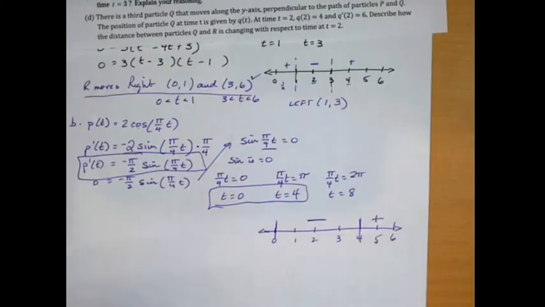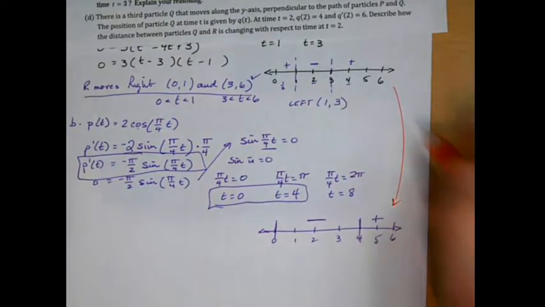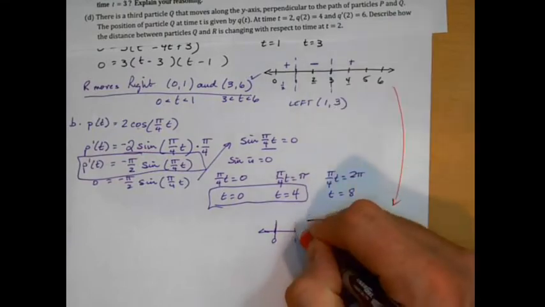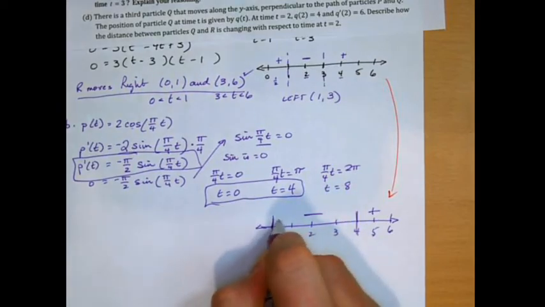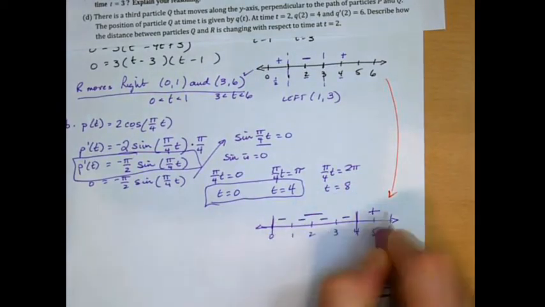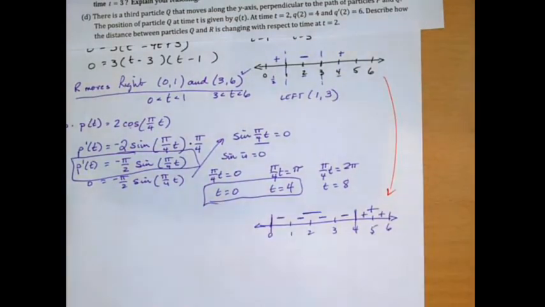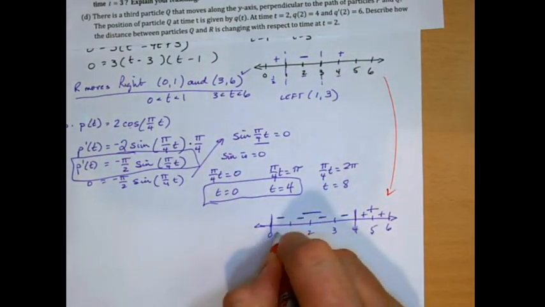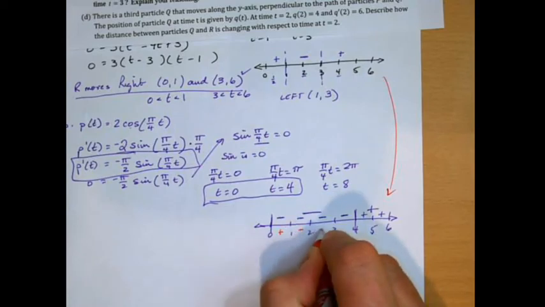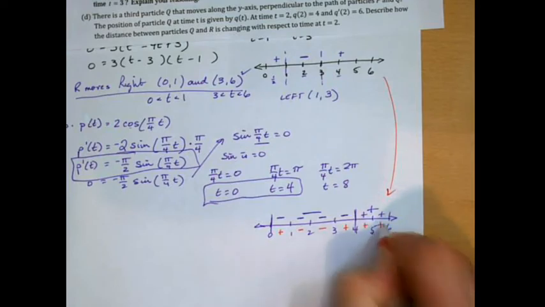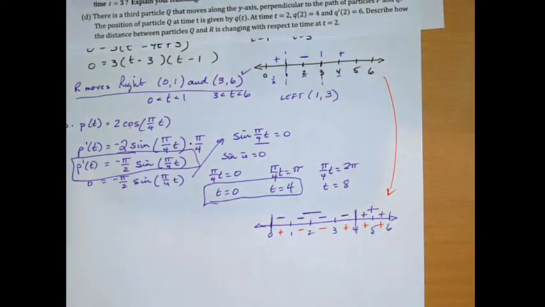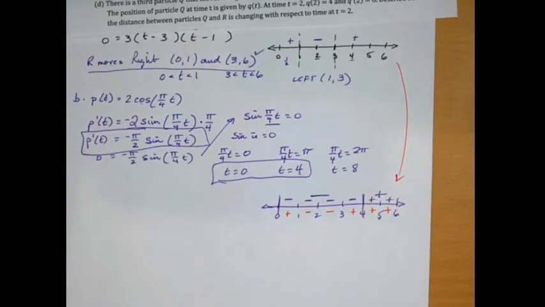All right, now what I'm going to do is overlap what we got for this. So in between each one, I'm going to put a negative, negative, negative, negative, positive, positive. That's for P. And then I'm going to put a positive, a negative, negative, a positive, and a positive.